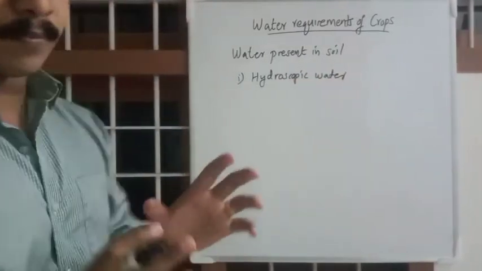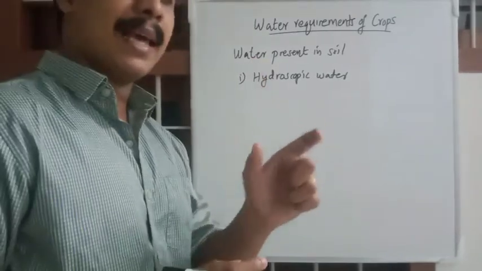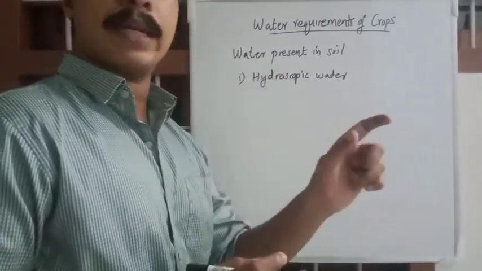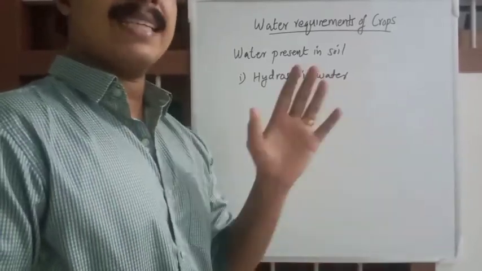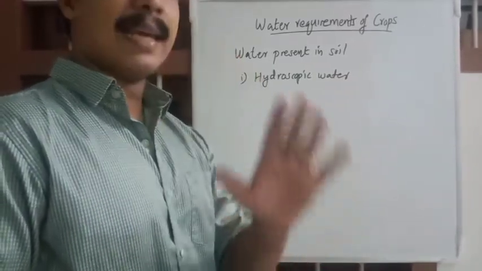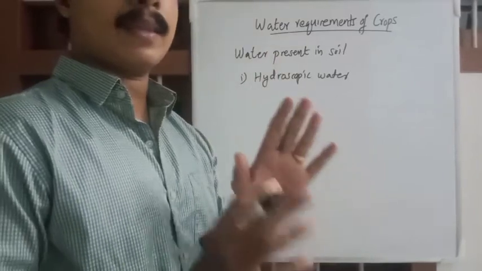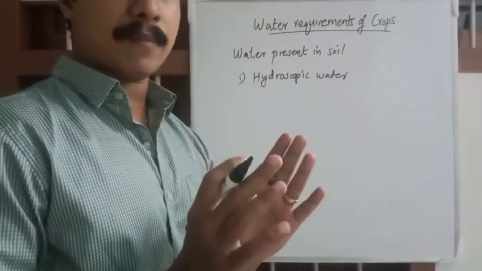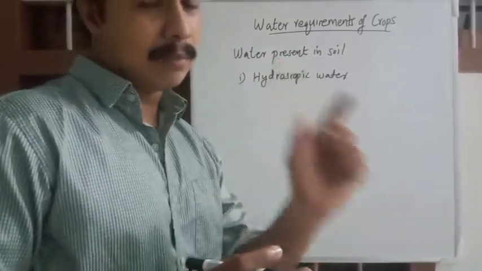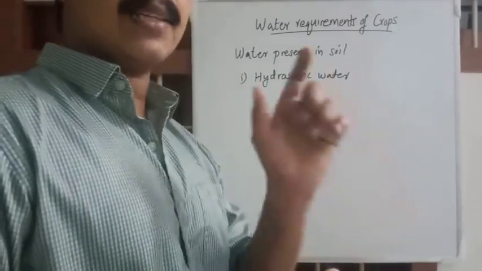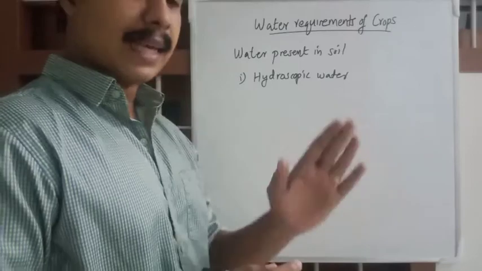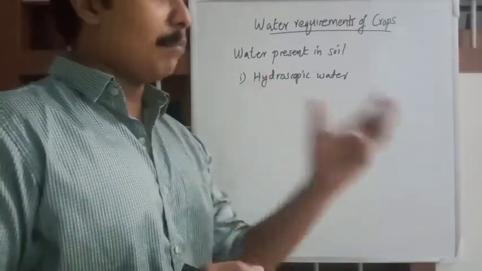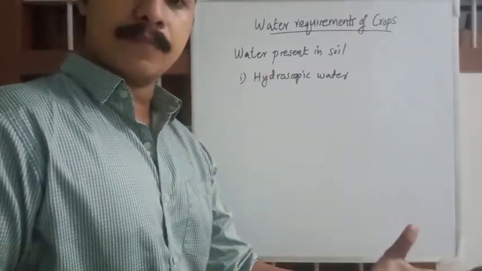Suppose we are taking a sample of soil and keeping it in an oven and heating it till all the moisture disappears. It is as dry as it can be at its maximum level. Then we are taking it out and keeping it in a beaker on our table.